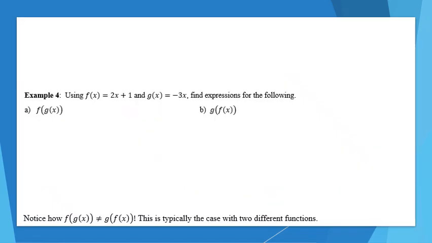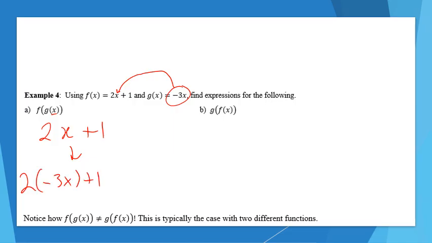All right, now example 4. Using f of x equals 2x plus 1 and g of x equals negative 3x, find general expressions. So here, notice we don't have any numbers to plug in, right? The inside is not g of like 5, it's just g of x. So we're going to plug in the entire function of g of x into wherever we see x in f of x. So this is typically 2x plus 1, but now it becomes 2 times negative 3x, plus 1. Simplifying this, you get negative 6x plus 1 as our answer there. So that's what this would be equal to.